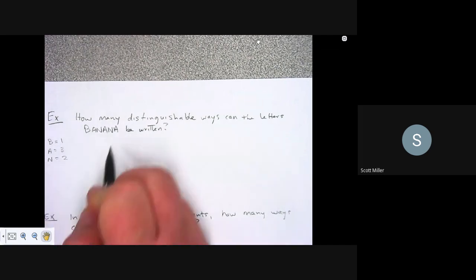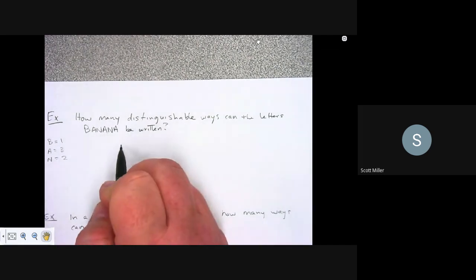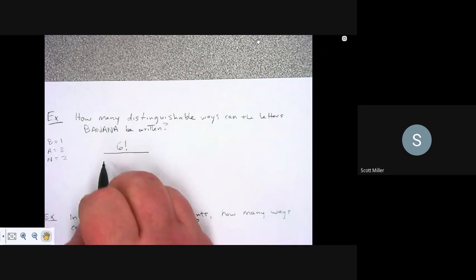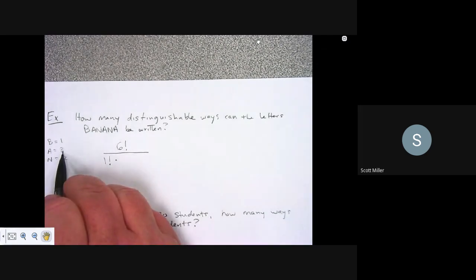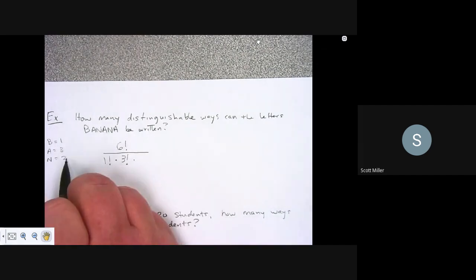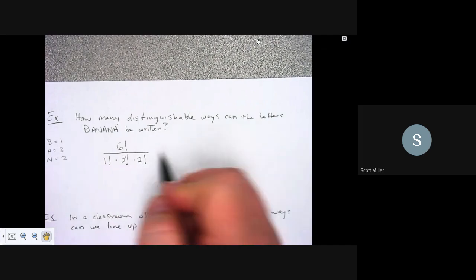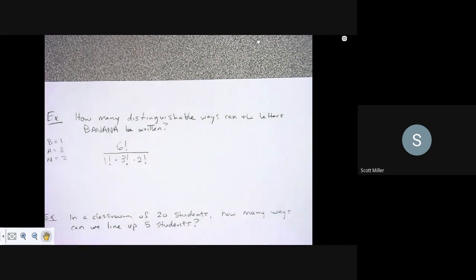That means the number of distinguishable permutations is 6 factorial, divided by this letter's factorial, times the number of this letter's factorial, times the number of times N occurs's factorial. And so this formula then will tell me how many distinguishable permutations I have. And then you can use a calculator to help you out with this.